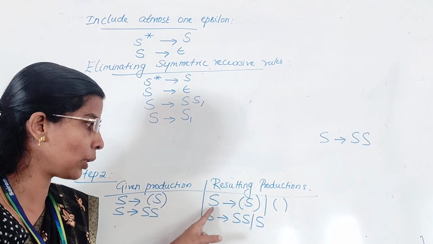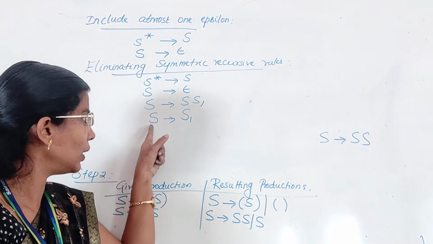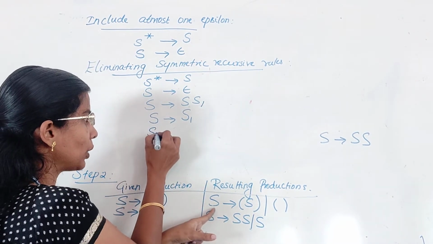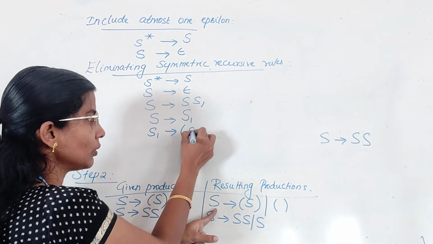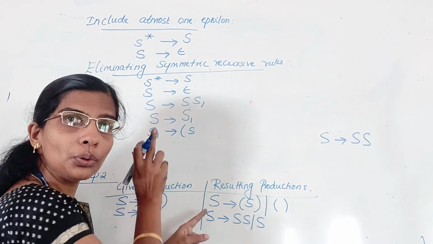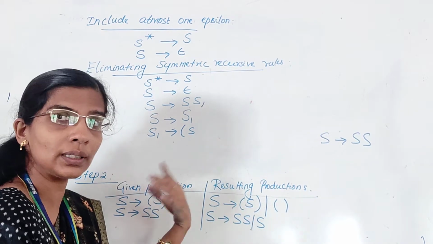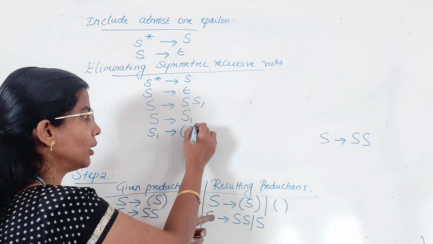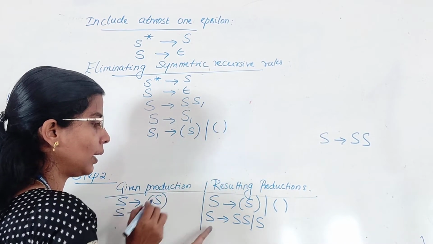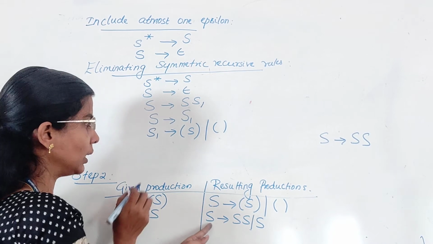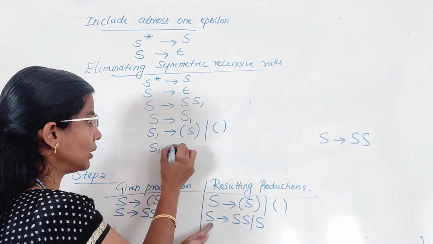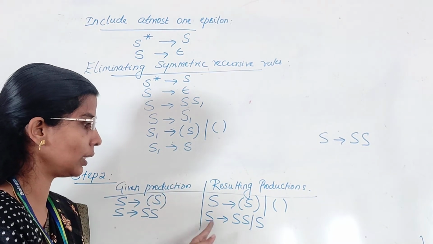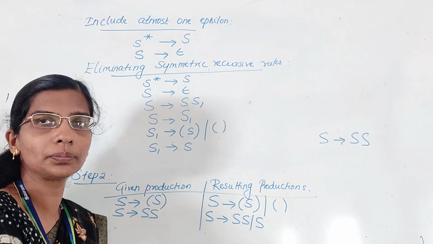Now this resulting production, here I have this S. So whenever you see this S in LHS, you have to give this new name S1. So how will you write this production? S1 tends to this. This substitution you should do only for LHS. Don't replace this S in the RHS to S1. Don't do that. Again, I have a rule here. So S1 tends to S. S1 tends to S.